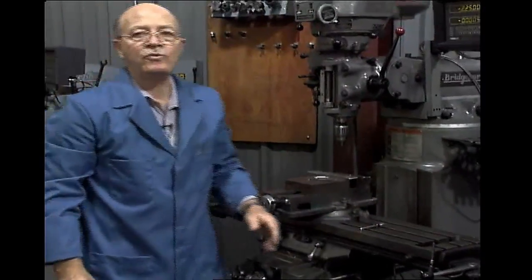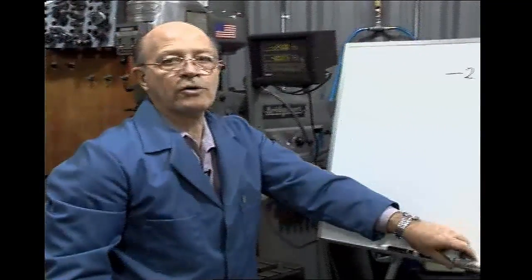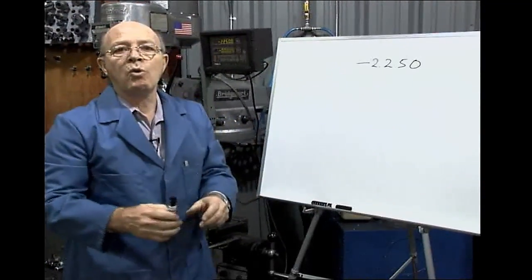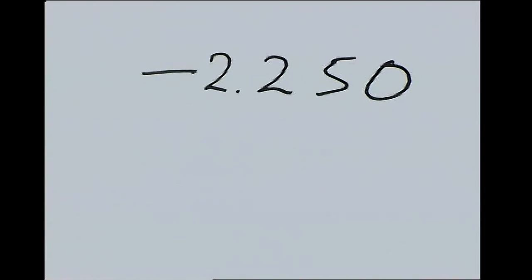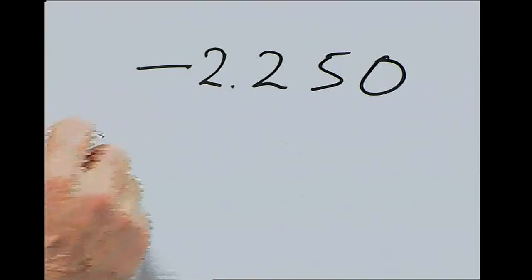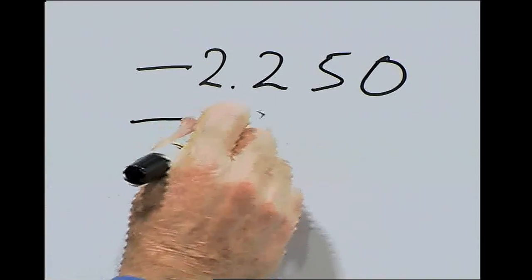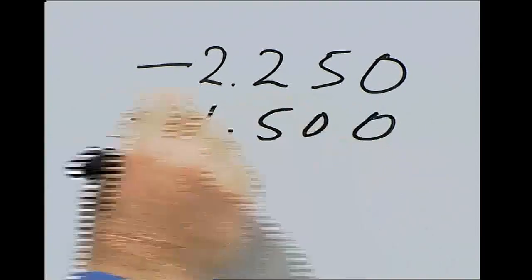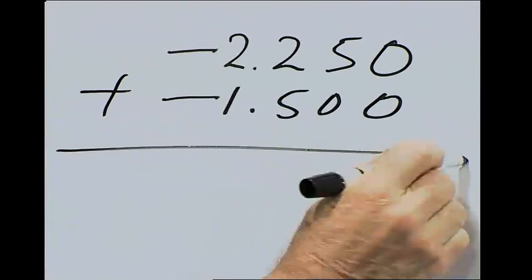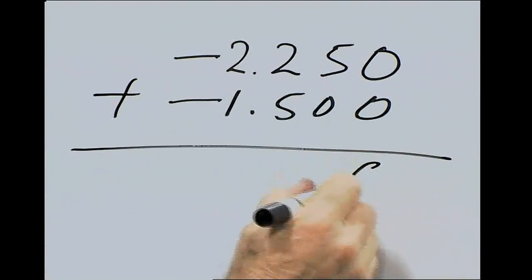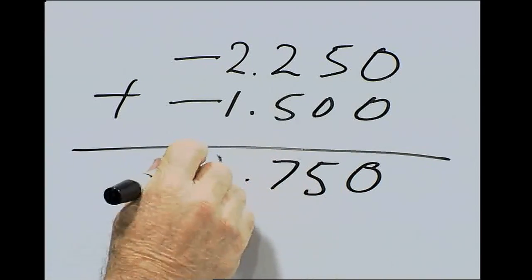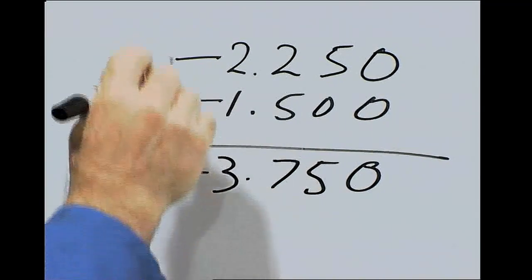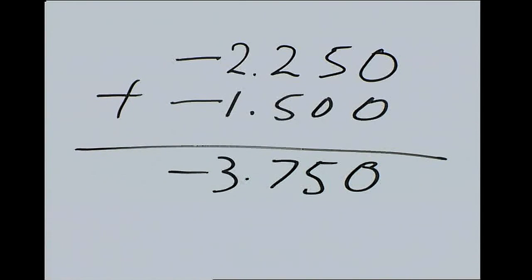Now I want to move from that hole over 1.500. Now we're going to add a negative 1.500. And when we add two negatives, it still remains a negative. Negative 3.750.